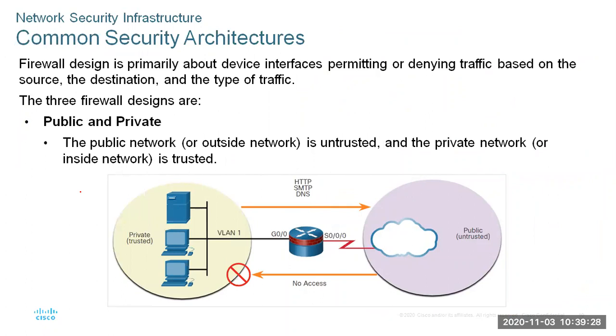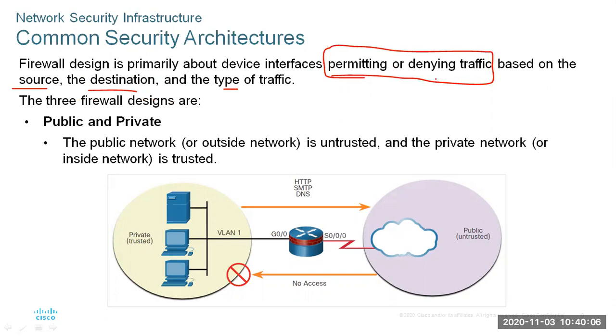Now, since we are looking at security of a network, sometimes firewall design is primarily about device interfaces permitting and denying of traffic. This is basically what a firewall is all about: to permit or deny traffic based on certain things like the source, the destination, or the type of traffic. So you can decide to permit or deny based on source, destination, or type.